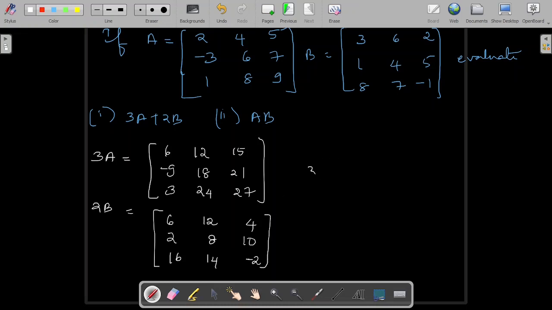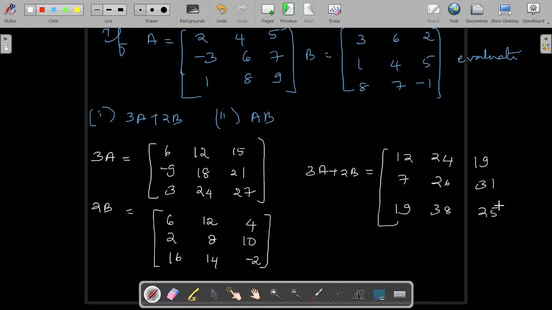Now add these two elements, 3A plus 2B, which is 6 plus 6, 12, 12 plus 12, 24, 15 plus 4, 19, minus 9 plus 2, 7, corresponding 18 plus 8, 26, then 21 plus 10, 31, then 3 plus 16, 19, 24 plus 14, it is 38, 27 minus 2, 25. So this gives 3A plus 2B.